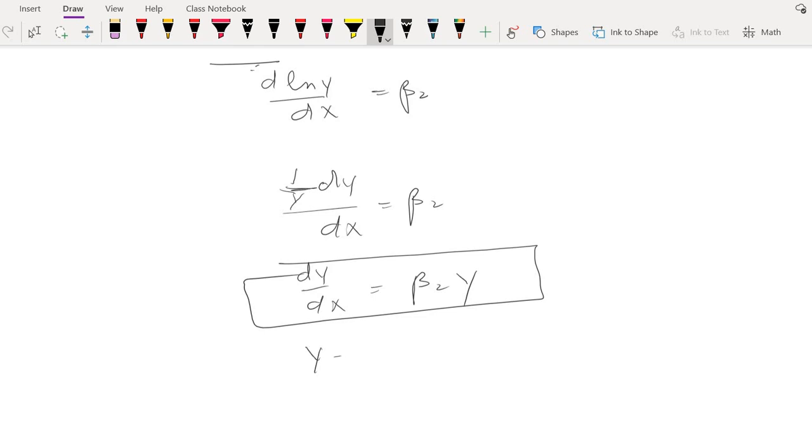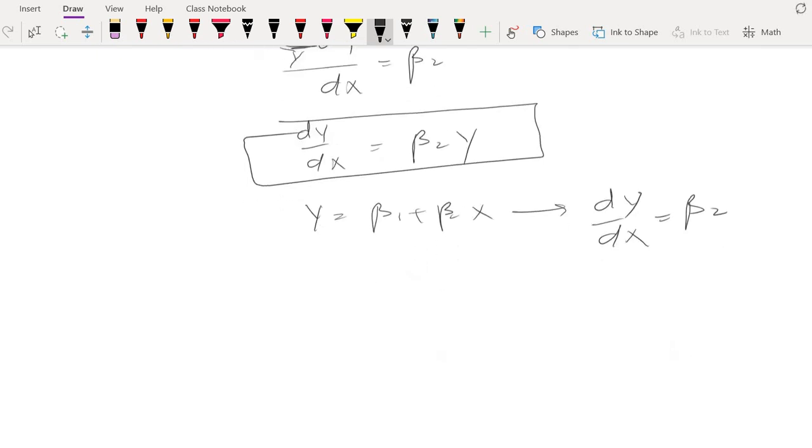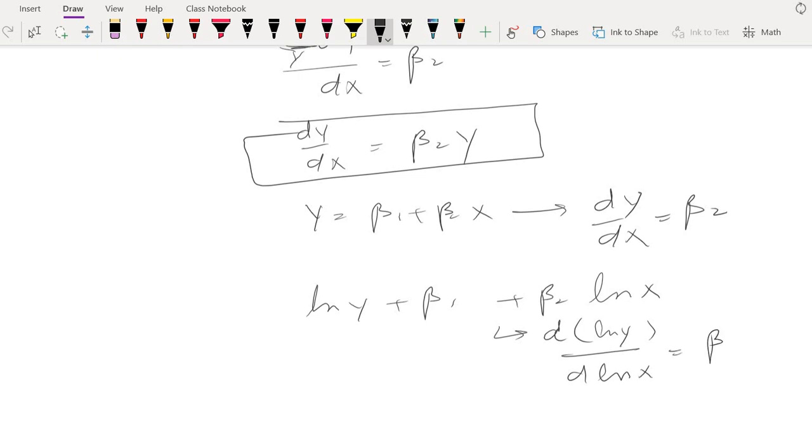Whereas if we have a model like y equals beta 1 plus beta 2x, the slope is nothing but dy over dx equals beta 2. Yes, we have done it earlier. And if the model is log of y equals beta 1 plus beta 2 log of x, in that case d log of y over d log of x is equal to beta 2.